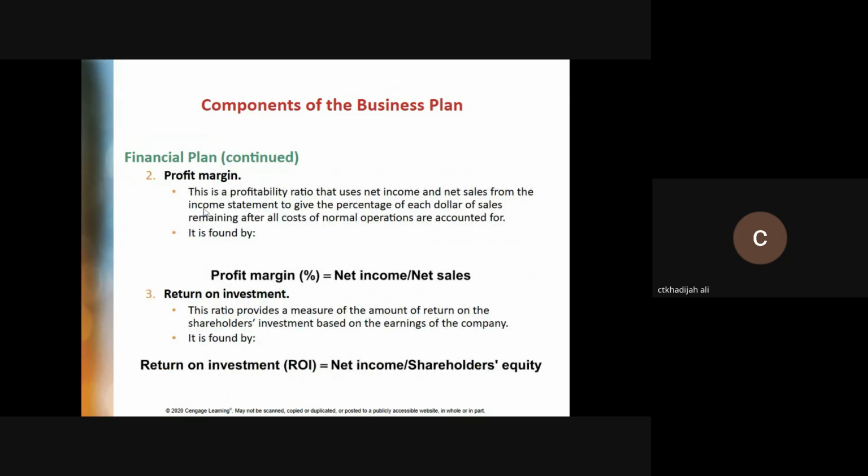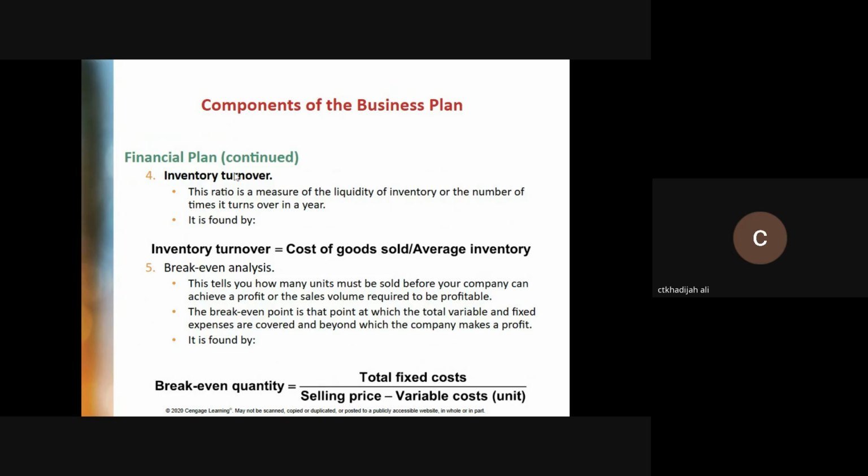And then second, profit margin. So how to calculate the profit margin? By percentage, net income over net sales. Third, return on investment or ROI. This ratio provides a measure of the amount based on the earning. So the formula for the ROI is net income over shareholders' equity. Fourth, inventory turnover. The formula for this one is cost of goods sold over average inventory. Number 5, break-even analysis is equal to total fixed cost over selling price minus variable cost per unit.